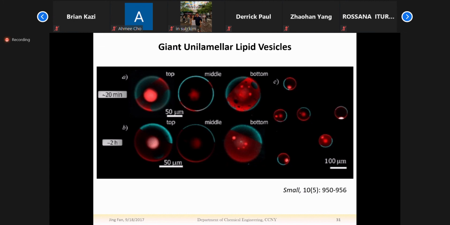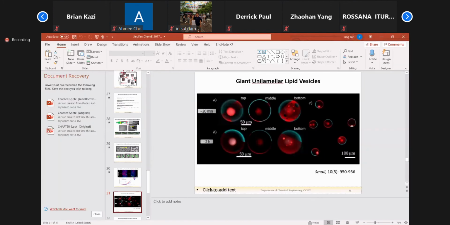Lipid molecules are amphiphilic, so each molecule has two parts. One part is hydrophilic, one part is hydrophobic. When they form this lipid bilayer, the hydrophobic parts of two molecules face each other, but the hydrophilic part of each molecule is exposed to both the inside and outside. Maybe I can find another lipid bilayer.